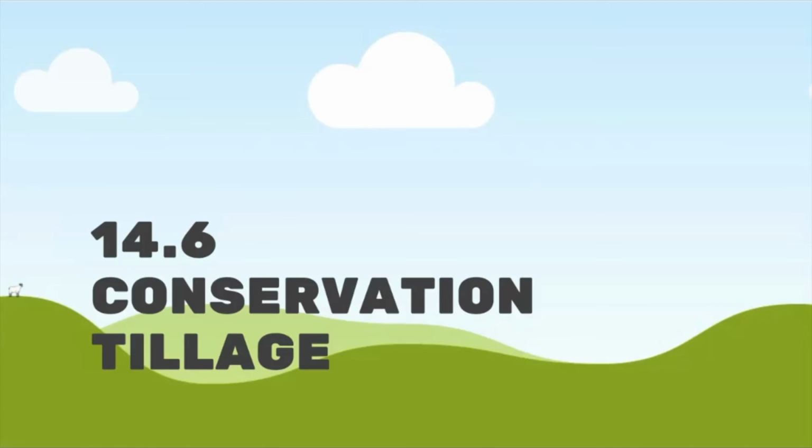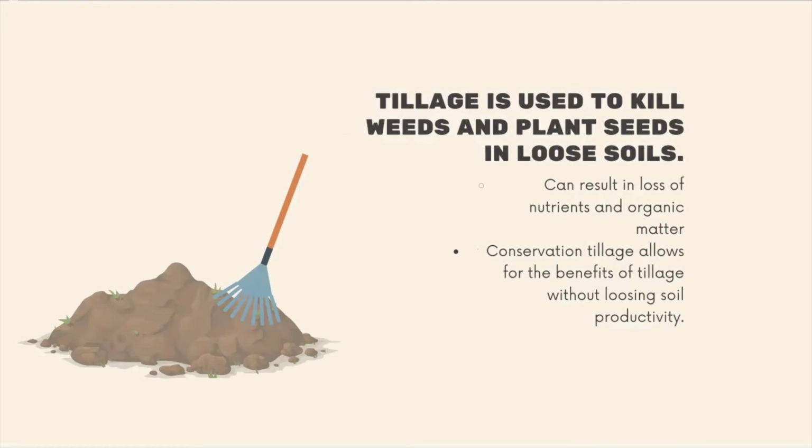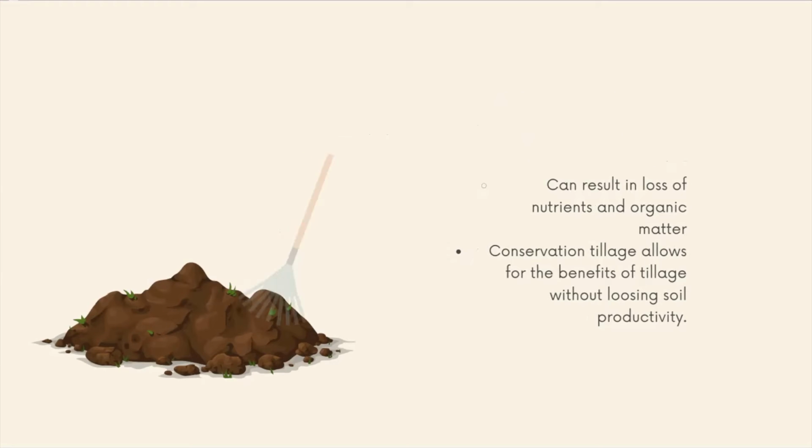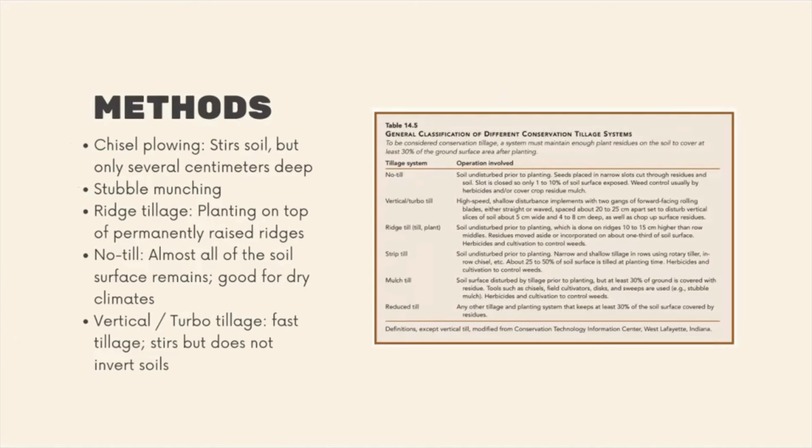And falling under the best management practices is conservation tillage. Tillage is traditionally used to kill weeds and plant seeds in looser soils, but it can result in the loss of nutrients and organic matter. But conservation tillage can allow for the benefits of tillage without losing the soil productivity. There are a few methods of conservation tillage.